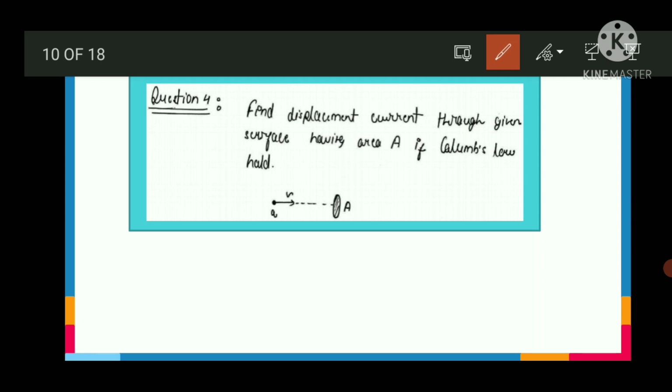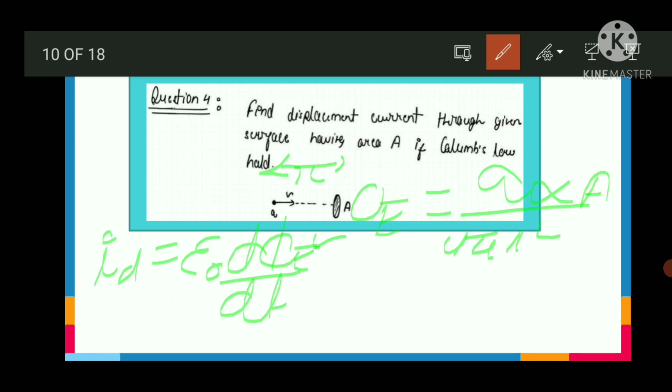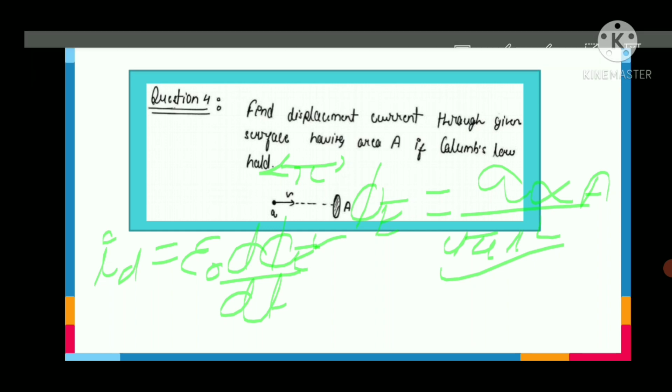Actually, our formula of id equals epsilon 0 d phi e by dt remains the same, but the twist is that we have to find phi e correctly and efficiently. So let's find it. Phi is electric flux, so electric flux is electric field into area. What is the electric field? It is q upon 4 pi x square, let's say its distance is x at any time, multiplied by area, so that we get phi e. This phi e we have to differentiate to get the answer. So I think we can move to the next slide.